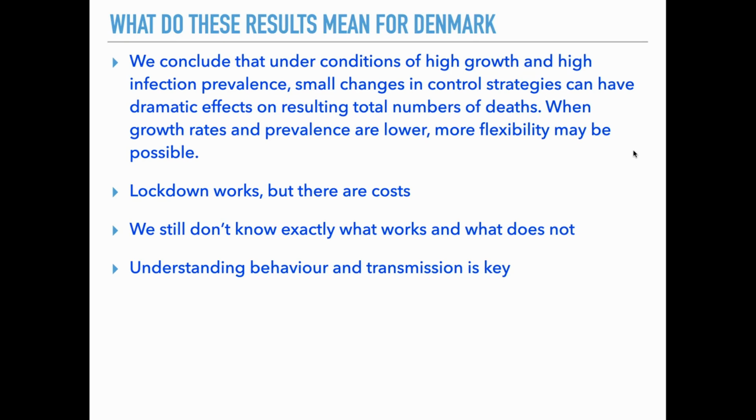Under conditions of high growth, so lots and lots of people are infecting other people, and in conditions of high infection prevalence, there are a lot of infections currently there in the population, small changes in control strategies can really have a dramatic effect on the number of deaths that occur. And so when growth rates and prevalence are lower, you have much more flexibility.